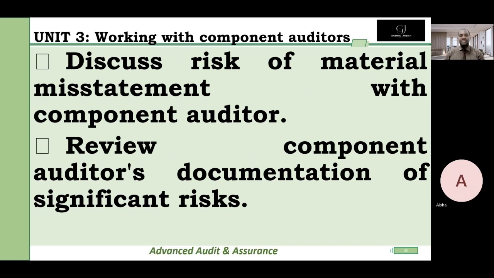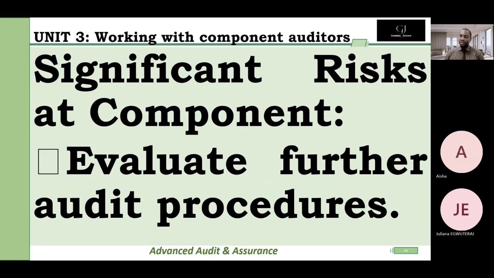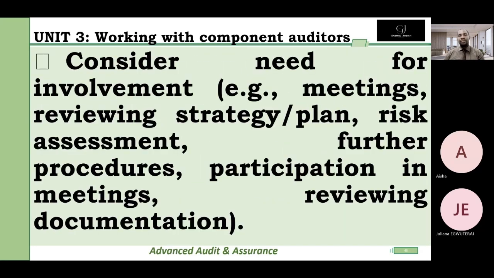Discussion of risk of material misstatements with the component auditor is very necessary, and also review of the component auditor's documentation of significant risk is also of great importance. So these areas must be carefully done by the group, the component auditors, and reported to the group auditors. So significant risks at component levels and also the evaluation of further audit procedures in relation to the components need to be substantiated and reported to the group auditors.